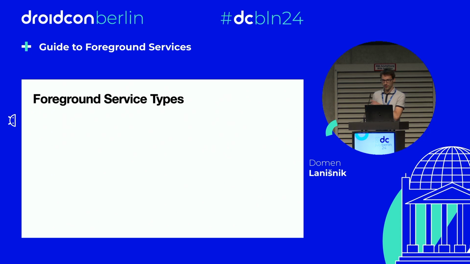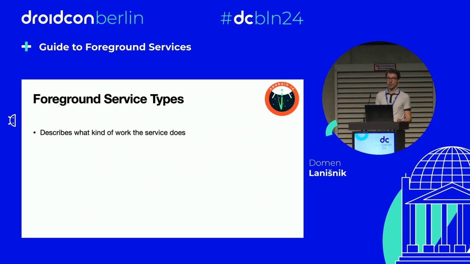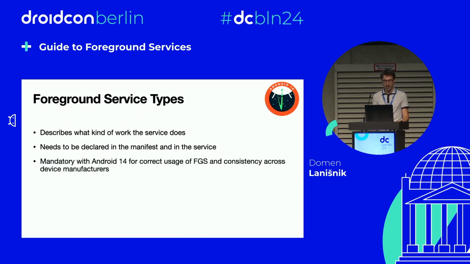So we talked about foreground service types, and basically what they are is they describe what kind of work the service does. The type needs to be declared in the manifest where you register your service, as well as in code when you start the service. It becomes mandatory with Android 14, and the reasoning is that Google wants to ensure the correct usage of foreground services and consistency across device manufacturers. Because historically, developers kind of abused foreground services, and also they behave differently on like Samsung, Huawei, and other devices.